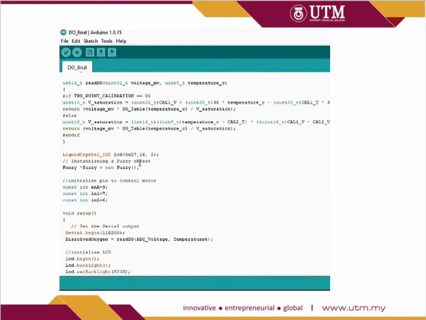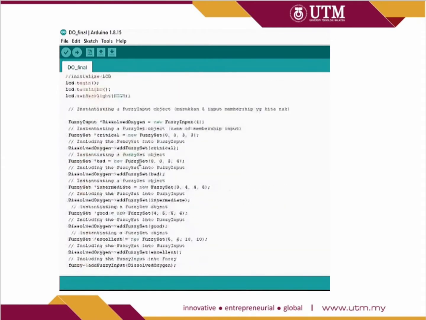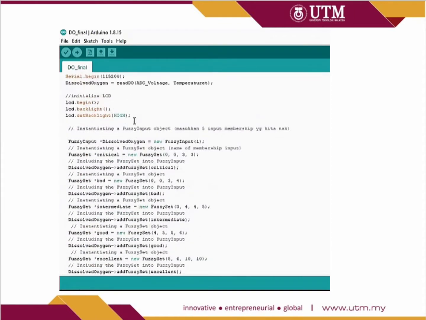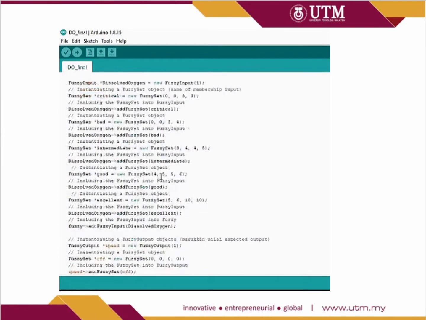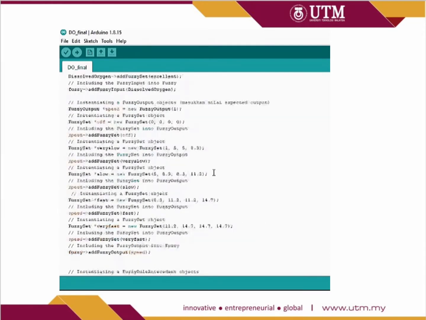Then, in the fuzzy logic part, the system is classified into 5 levels, which have input and output. The input is when DO is in critical, bad, intermediate, good, and excellent condition. Meanwhile, the output is a voltage and is used to determine the speed of the system. The outputs are when the speed is off, very slow, slow, fast, and very fast.